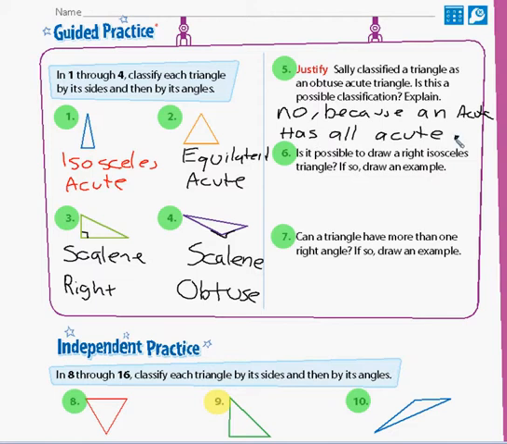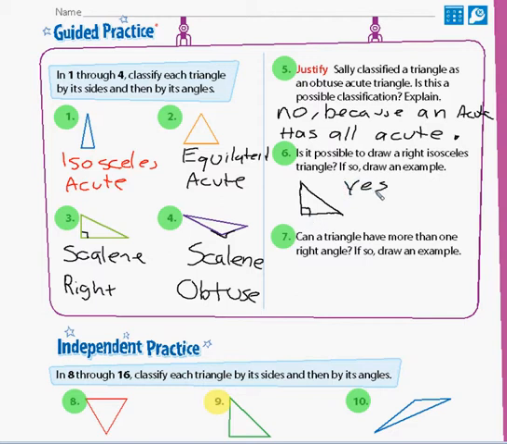Okay. Is it possible to draw a right isosceles triangle? If so, draw an example. So a right isosceles is one that has two sides that are equal. Here's my right angle. That's two sides that are equal, and then I just connect it right here. And that's a right isosceles triangle. So yes, you can.